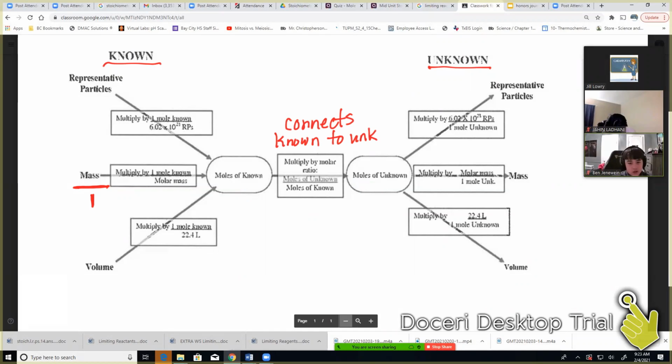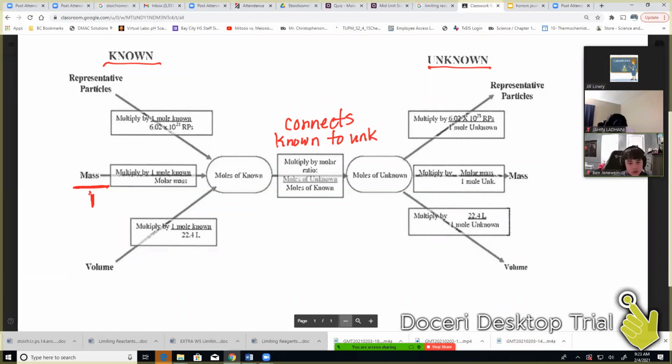So if you were only working with your known, if you have the mass of your known and you want to figure out how many moles, you would stop right there. You would not go any further, because you don't want to go to the mole ratio if you're only working with your known. All right, so let's work some problems.